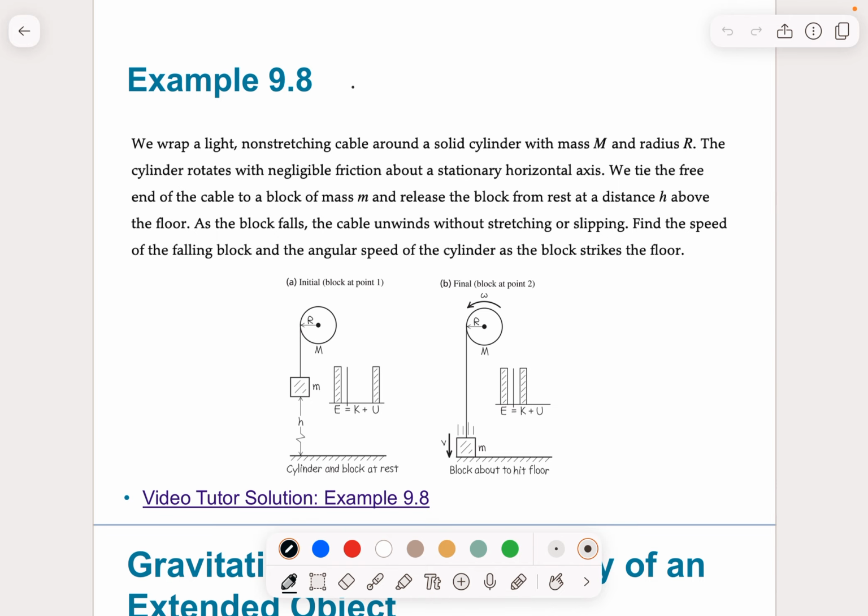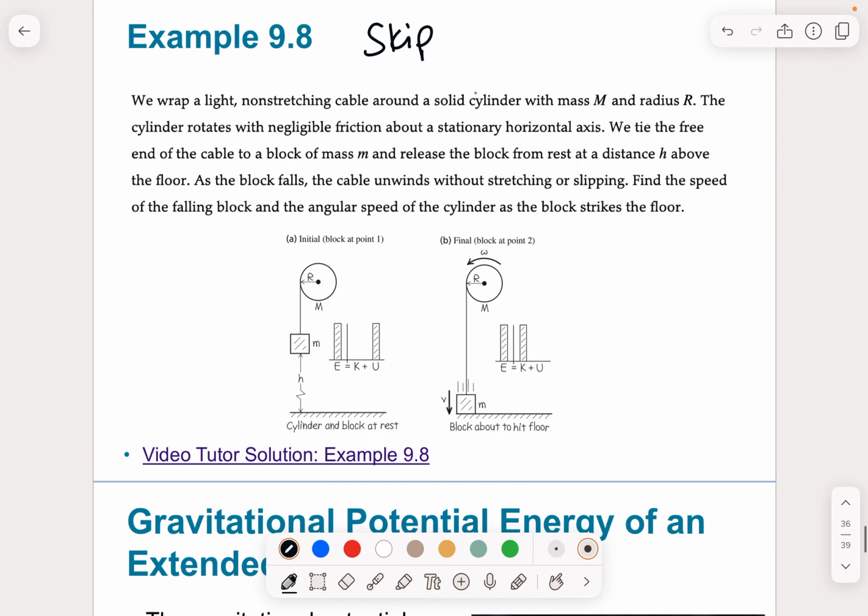This example, I'm going to skip entirely. It's essentially another conservation of energy problem, and it's all algebraic. So I would reserve it to do if you have extra time.